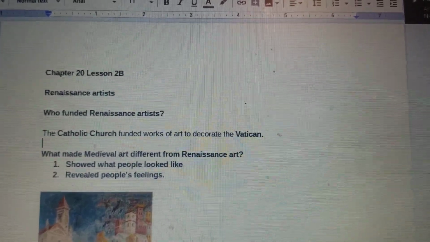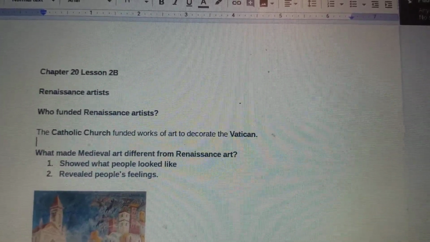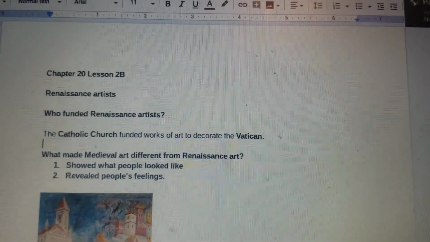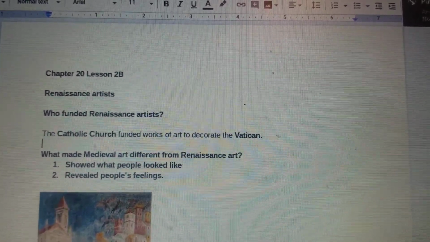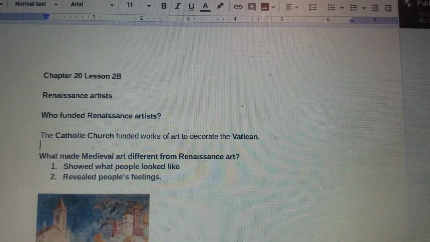We're going to talk in a future section about how the Catholic Church was able to fund all of these works of art, but we can definitely agree that the works of art were really beautiful. What made medieval art different from Renaissance art?